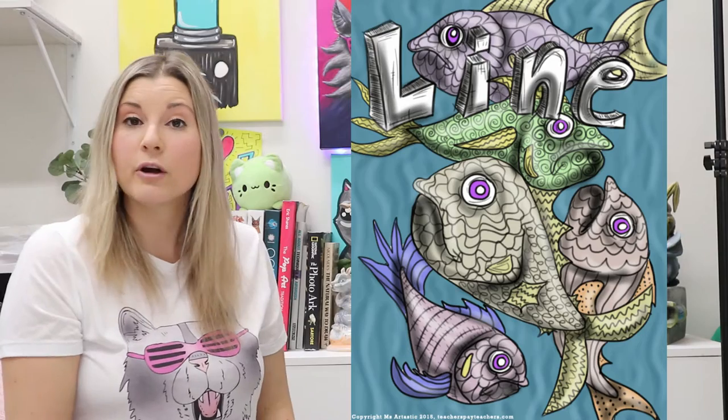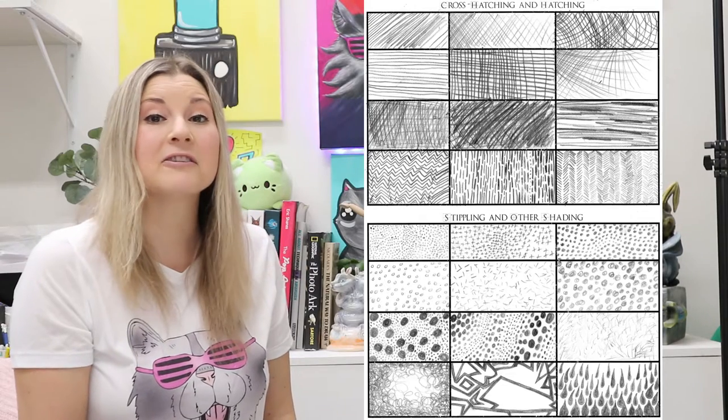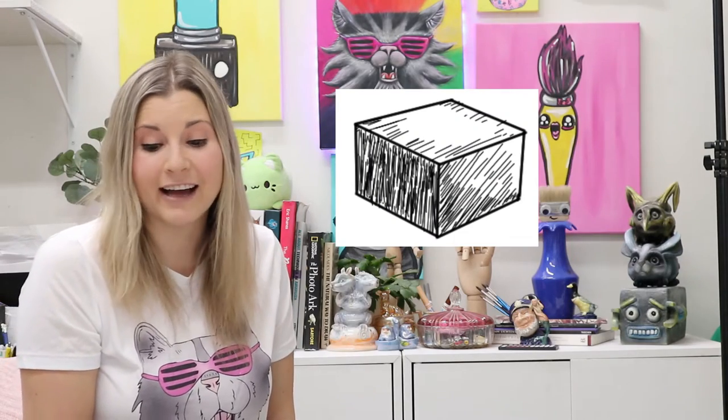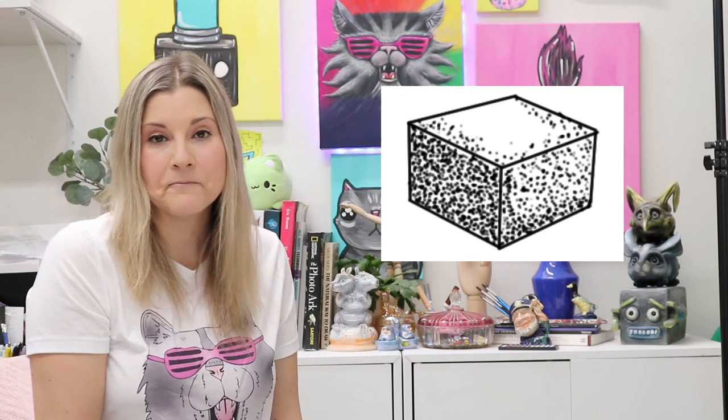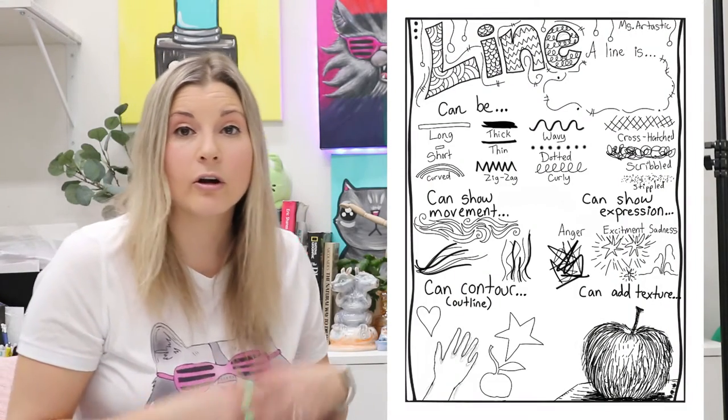We're going to take a look at some different types of lines. So there are diagonal lines and straight lines. There are dashed lines. There are zigzag lines. There are wavy lines. There are hatching lines. There are cross hatching lines. There is stippling. And lines can also be thick or thin. And there are other different lines as well. But another great thing is that you can also use lines to create emotion, feeling, and movement. So lines are really important when creating an artwork.